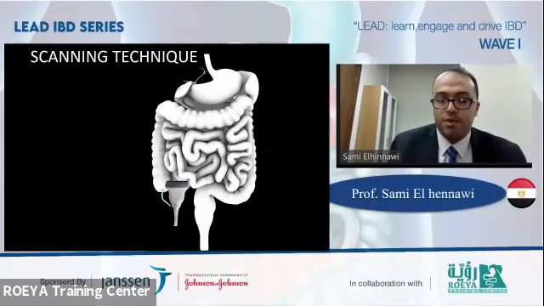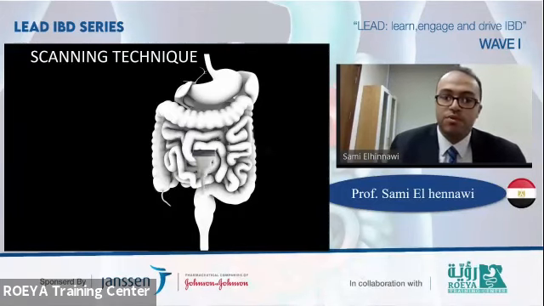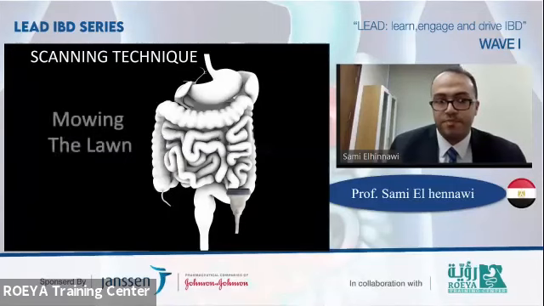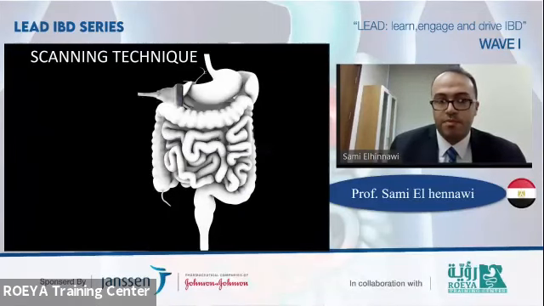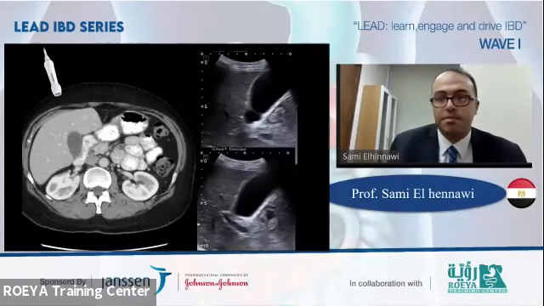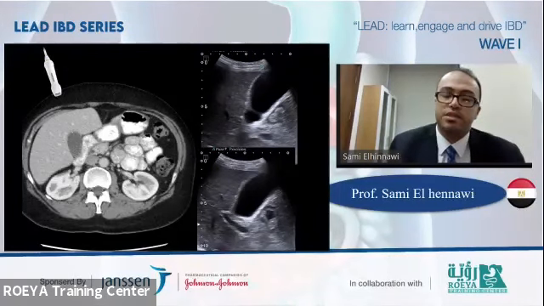Then we are going to scan the terminal ileum after we have known the location of the cecum, and we will do a technique called the mowing the lawn technique. I'll move the probe in the whole abdomen, upwards and downwards, till I scan the whole small bowel. Firstly, for the first part of the duodenum, we can use the gallbladder as a landmark to scan the first part of the duodenum.